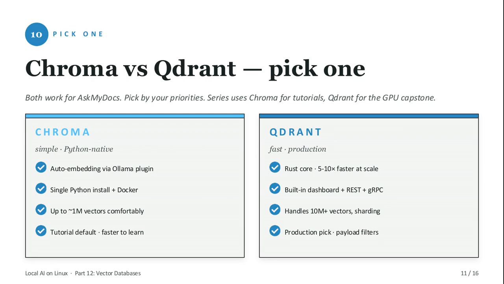Reach for Qdrant when you're going to production. The Rust core is 5 to 10 times faster at scale. You get a dashboard and gRPC out of the box, and payload filtering is first class. In this series, tutorials use Chroma. The GPU capstone later on uses Qdrant.